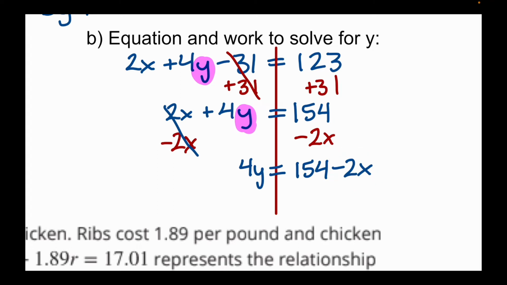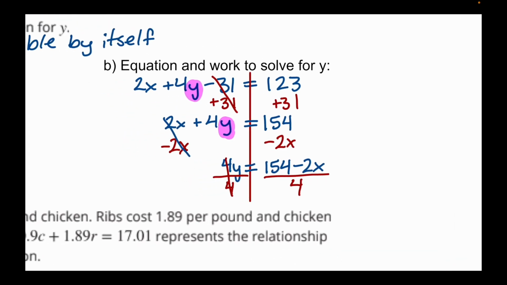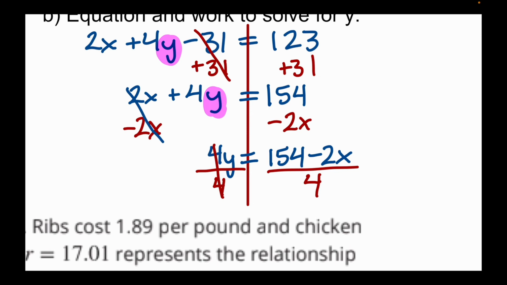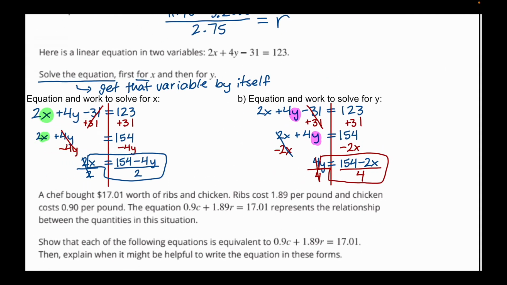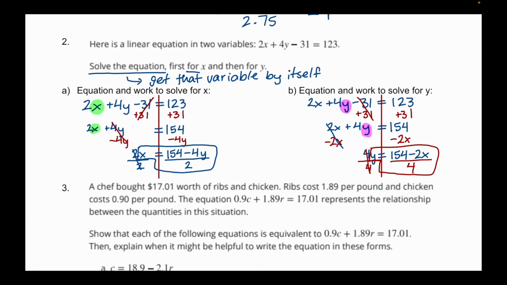Now the last step is going to look slightly different because on the previous one we divided by 2, but our coefficient here is 4. So everything here is going to get divided by 4. And that will give us, for our answer here, that y is equal to 154 minus 2x over 4. So very similar equations, but slightly different. We have minus 2x over 4 and minus 4y over 2. So slightly different there, but still pretty similar, and that's because we're using the same equation.